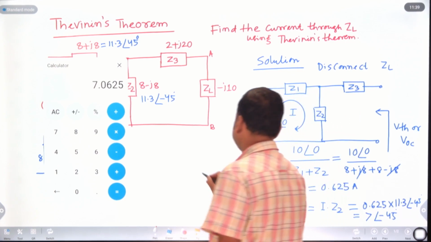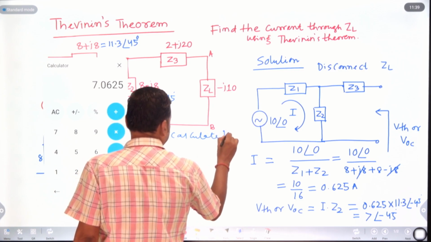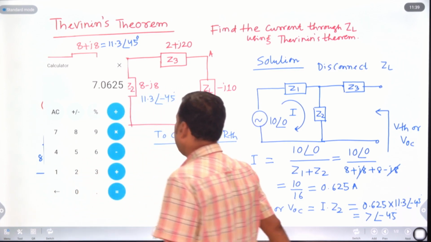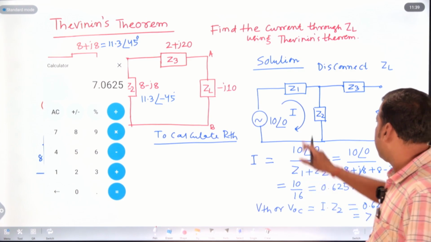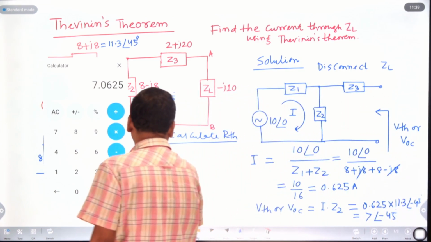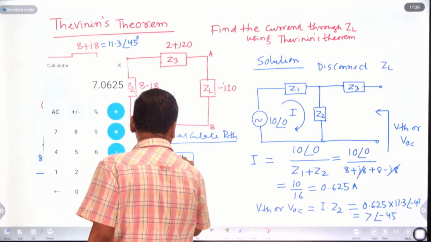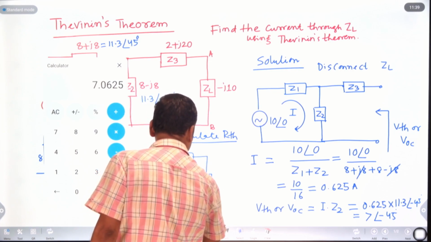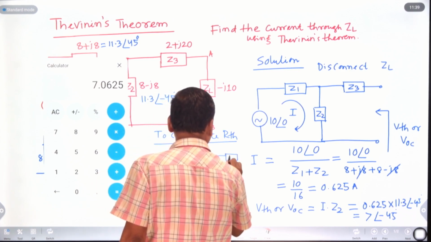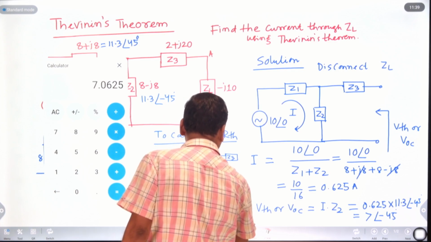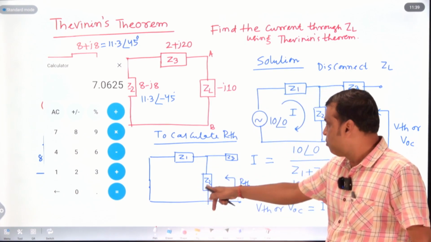Then calculate RTH, the Thevenin's resistance. How to calculate RTH? To calculate RTH, the voltage source should be short circuited, and here this will be short circuited. This is the same Z1, here the same Z2, and here Z3. We have to calculate the RTH. The value of RTH is how much? Z1 parallel to Z2 plus Z3.